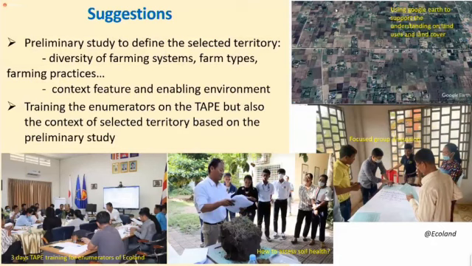And then during the training for the enumerators, we train them to understand every single question of the TAPE, but it's also very important for the enumerators to already know the context of the territory where we're going to conduct the TAPE. For example, you see the picture: especially for soil health, most of the enumerators may have no knowledge about soil health, so we brought the soil cloth and explained the 5 indicators of how we assess soil health.